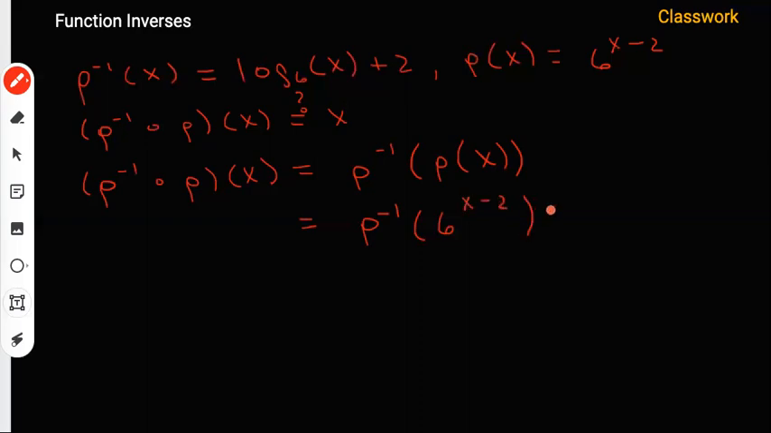That seems appropriate. I'm just replacing P of x with what it is, right? And what I need to do with that is replace every single x in the inverse function with whatever's on the inside right here, right? So I'm going to get log base 6 of, should be x, but I'm going to replace that with this. So 6 to the x minus 2 power, and then plus 2 at the end.